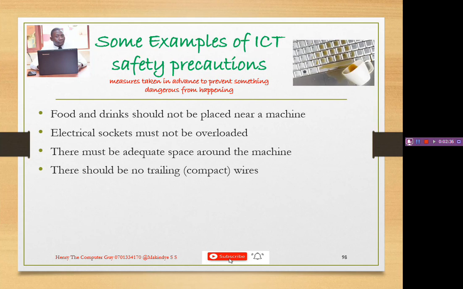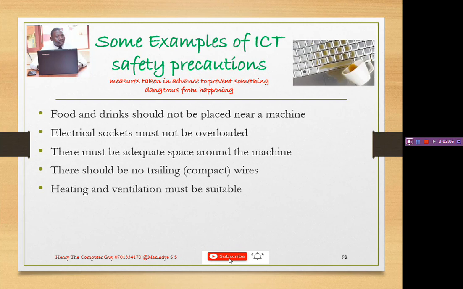There should be no trailing or compact wires. Don't pile wires onto one another. And at times to solve that, wires are always put into trunks to prevent electric shocks. Why trail wires over others? To prevent those problems, you're not supposed to trail wires onto others.